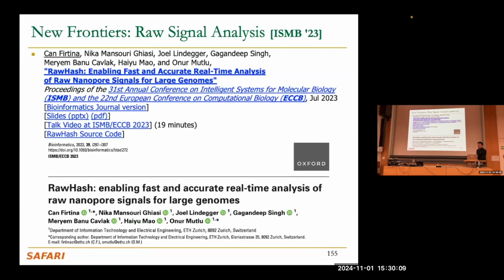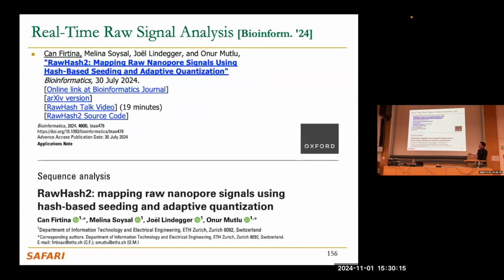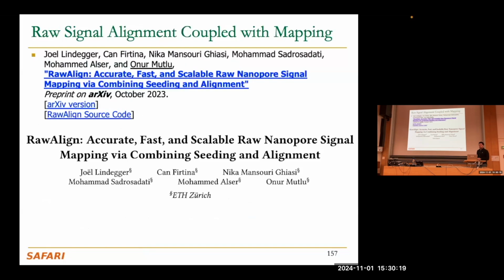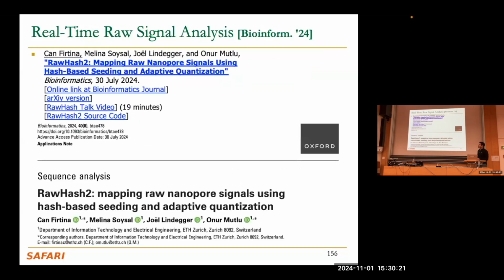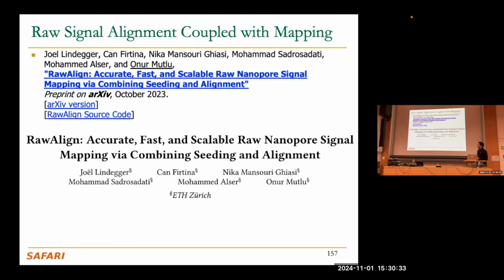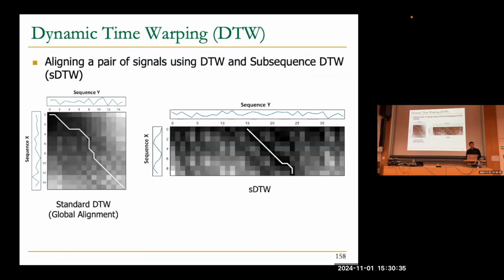So this is RawHash. We further improve RawHash by performing the quantization a little bit more intelligently, by doing some mapping decisions in a machine learning fashion as well to make more robust decisions. This is what we provide in RawHash2. We also have RawAlign. In RawAlign, our goal is to perform signal alignment.